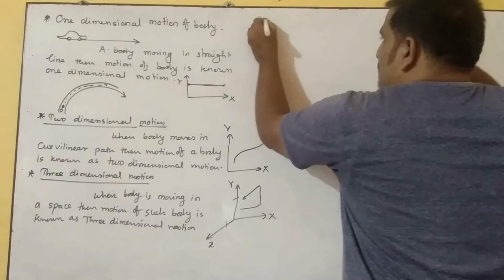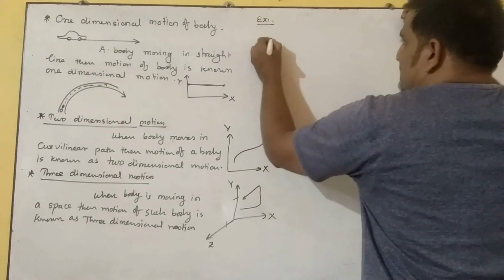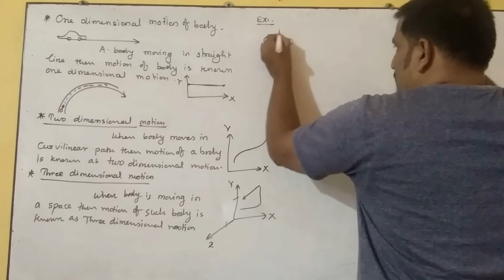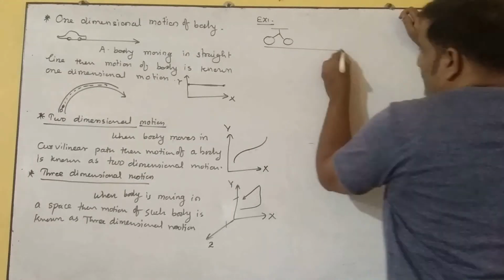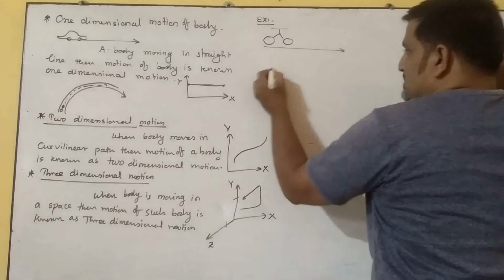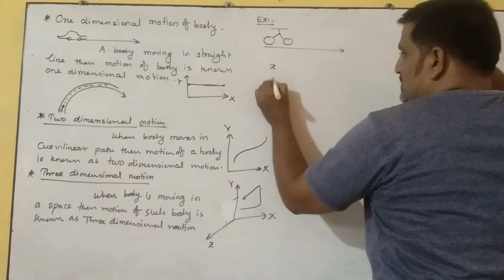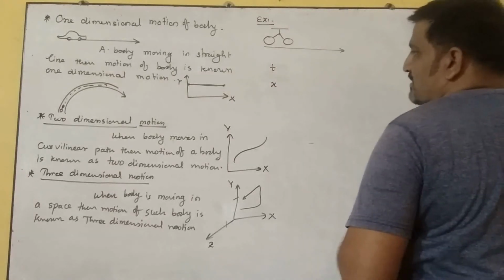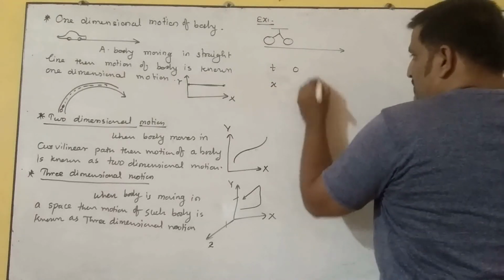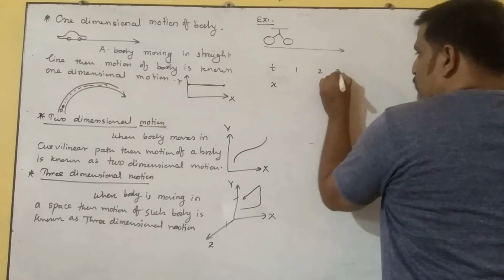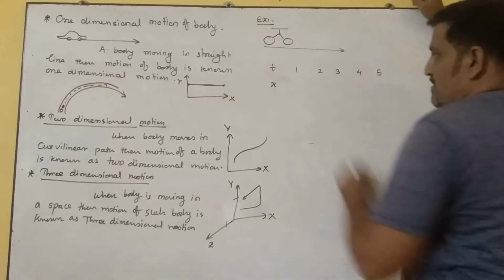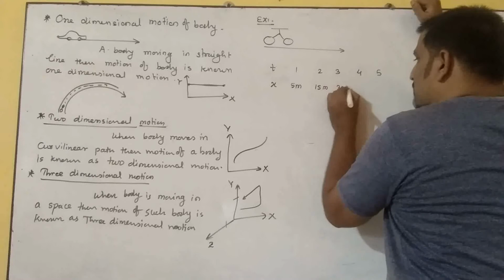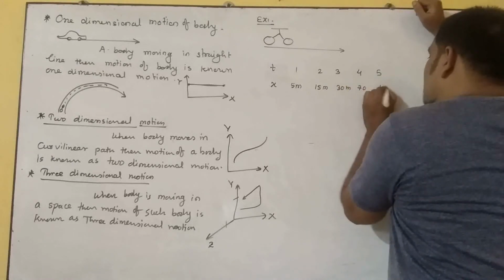For example, if we say a cyclist is moving, okay, when a cyclist is moving in a straight line and covers some distance, say x, in a time interval, say t. So I say here time interval t and distance covered by the bicycle, say x, in 0 second, or I say 1 second, 2 second, 3 second, 4 second, and say 5 second. Distance covered is say 5 meter, 15 meter, 30 meter, 70 meter, and say 100 meter.